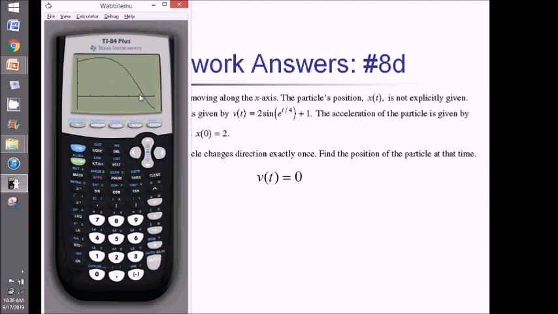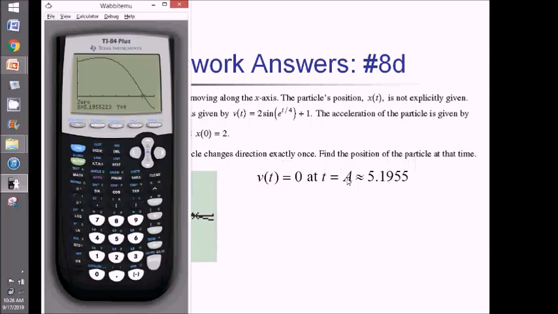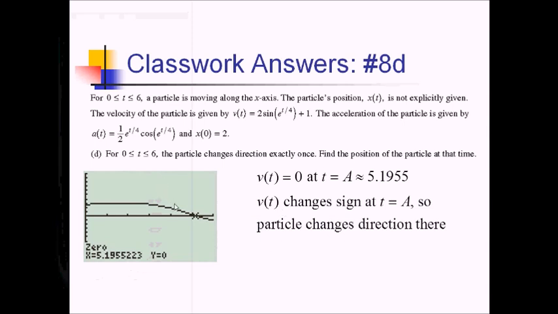And where is that exactly? Let me do second trace and do 0 to figure that out. And I'll just enter in 5 and 6 right away directly, so I don't have to mess around moving my little spider cursor there. So that happens at about 5.1955. And I'm going to store that as A on my calculator. So I'll quit out of there, and I'll press store, and then alpha A. And now I can just pull that back whenever I want. So I'm just going to write here that v of t changes sign at t equals a. So our particle changes direction there. So we have to prove that we actually do have a direction change there.